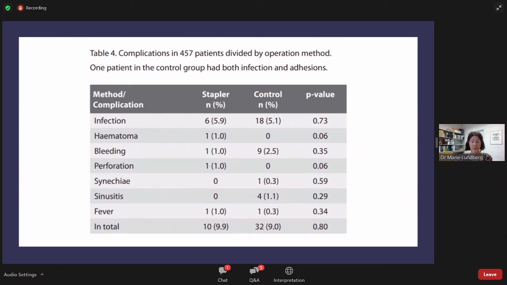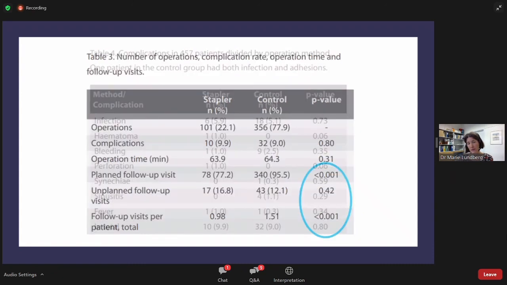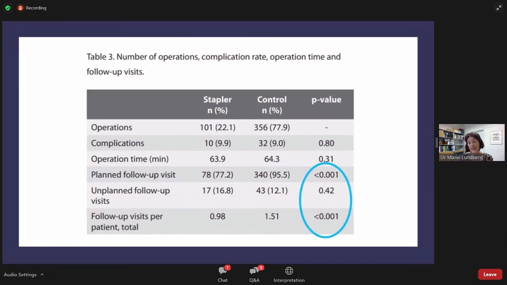Complications, there was no difference in the rate of complications between the staple group and the control group. We found one hematoma and one perforation in the staple group. I think it was the same patient. Otherwise, the infection rates that say 5.9 and 5.1, that's actually inflammation rate. They were not all infections. The infection rate is about 3%.